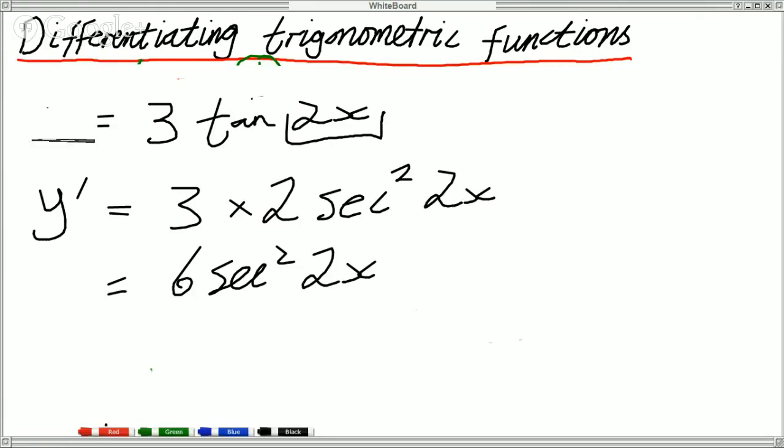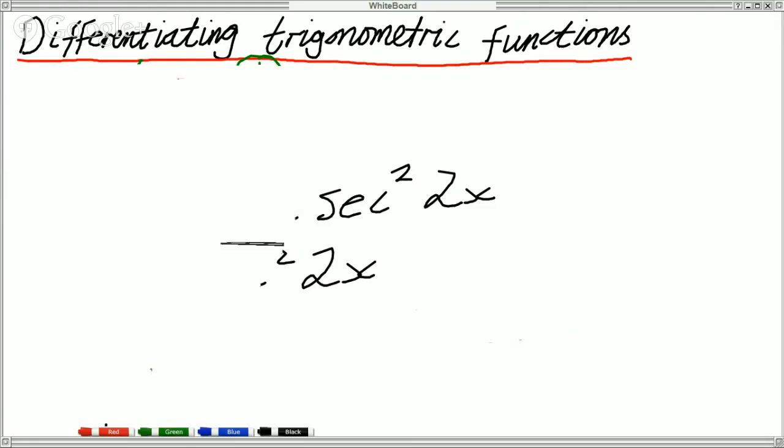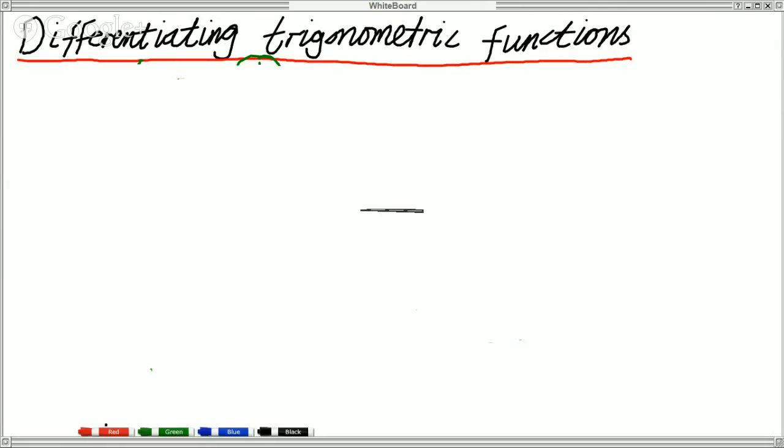We'll do one more, but the main thing is what turns into what. Sine will differentiate to cos, cos will differentiate to negative sine, tan will differentiate to sec squared. So let's have a look at another one. Which one haven't we done? I don't think we've done sine.